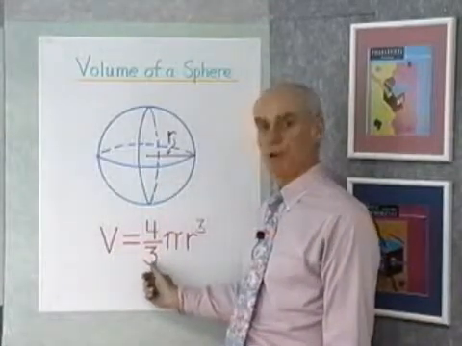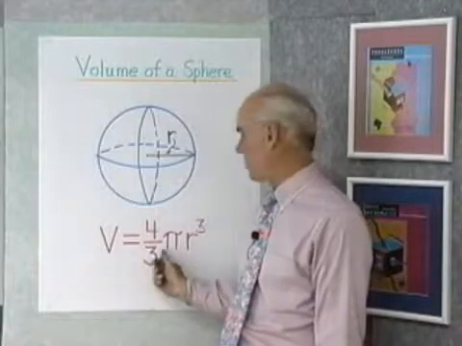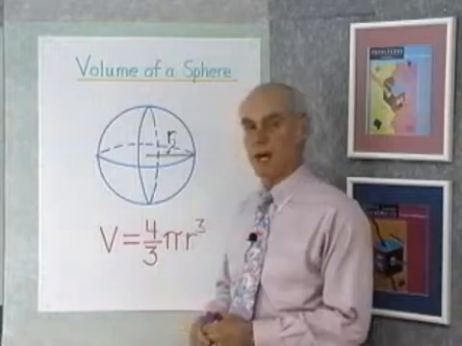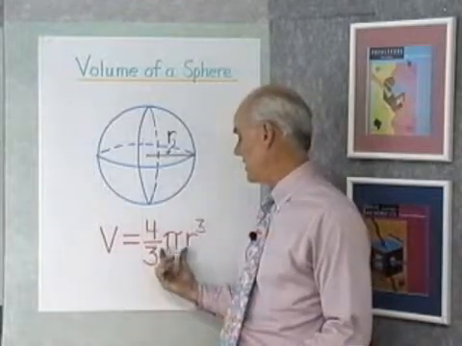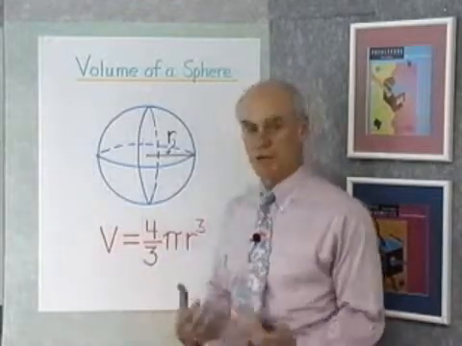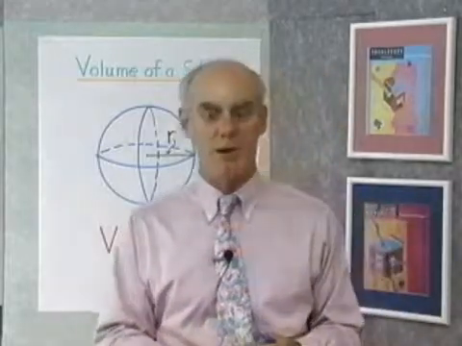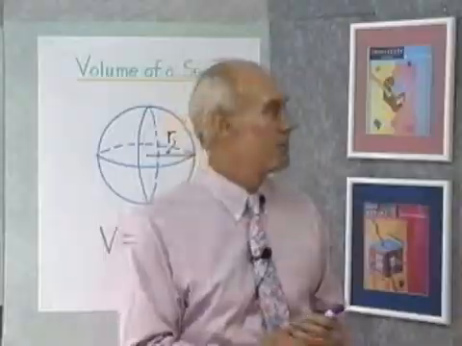Now, this formula involves both a fraction, 4/3, and a decimal. We're using 3.14 as our approximation for pi. So a fraction and a decimal both in the same formula right here. So in this section, what we're going to do is work with fractions and decimals at the same time. Let's go to the board and look at our first problem.